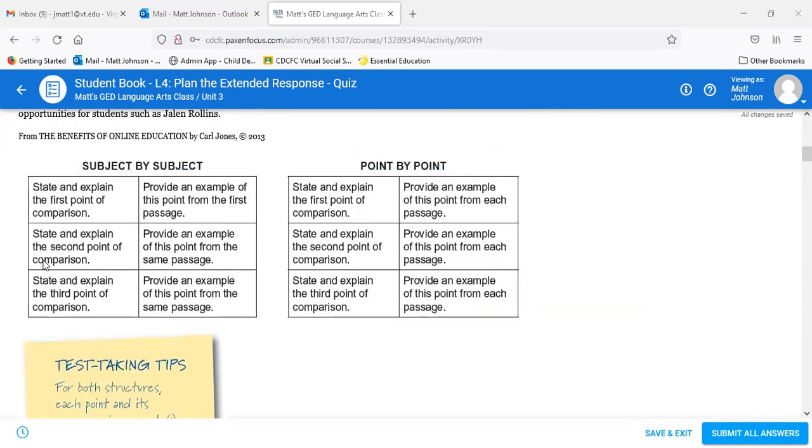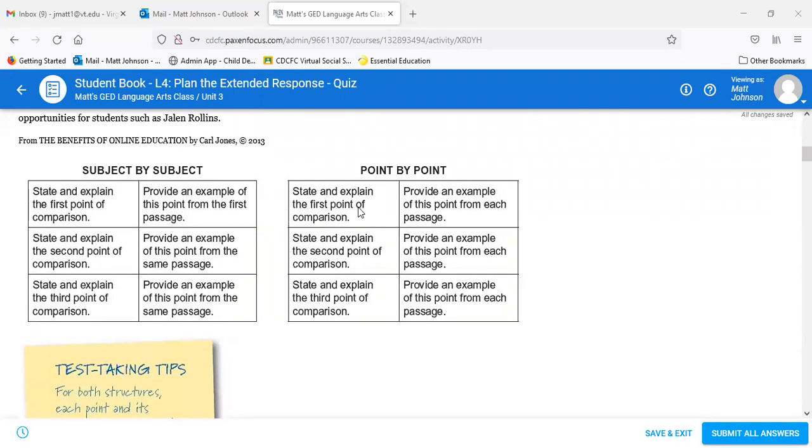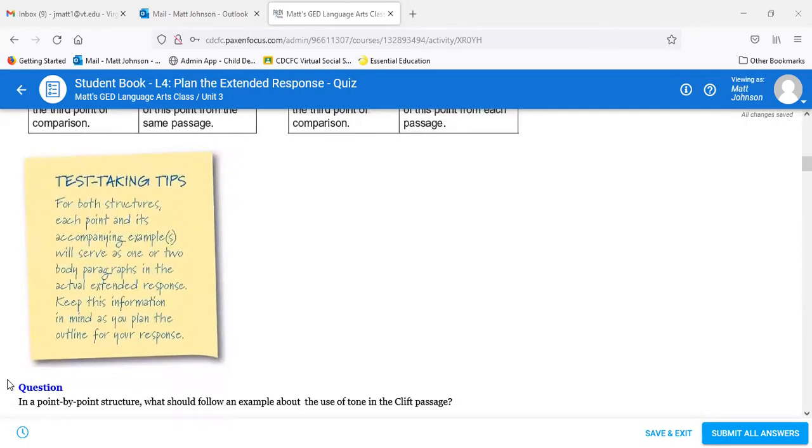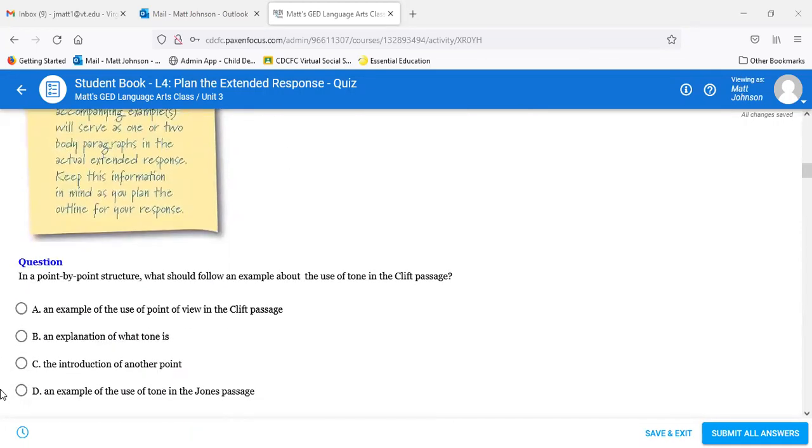And again, I'll have all of our text boxes and things like our images here, subject by subject, point by point. I will put those on Google Classroom, so if you want to practice or explore that, you're going to have that available.